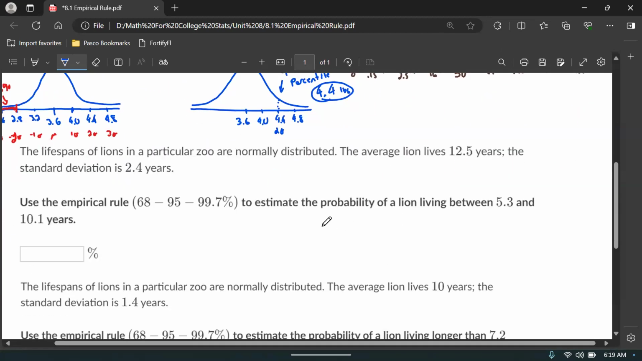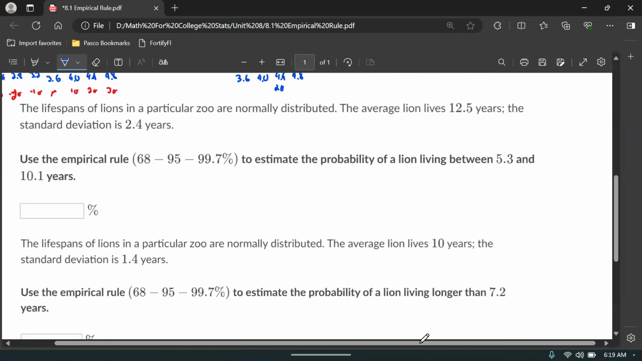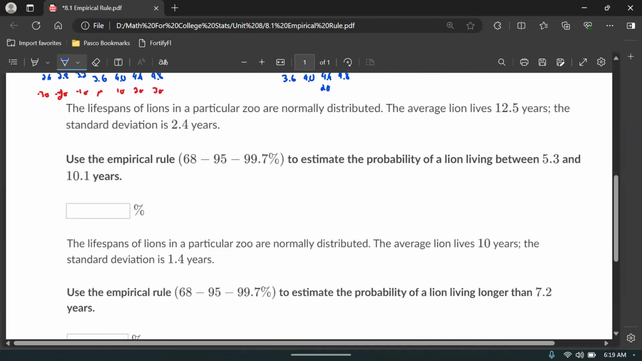So let's look at a couple more examples. All right. Lifespans of lions in a particular zoo are normally distributed. The average lion lives 12.5 years and the standard deviation is 2.4. Using the empirical rule, estimate the probability of a lion living between 5.3 and 10.1 years. So you can't really do this without drawing the graph. So let's draw the graph.